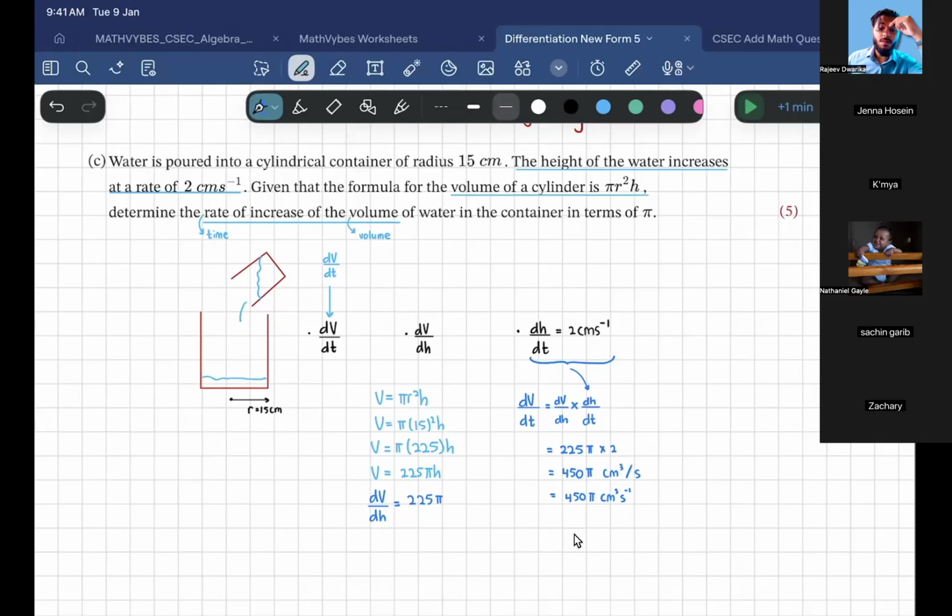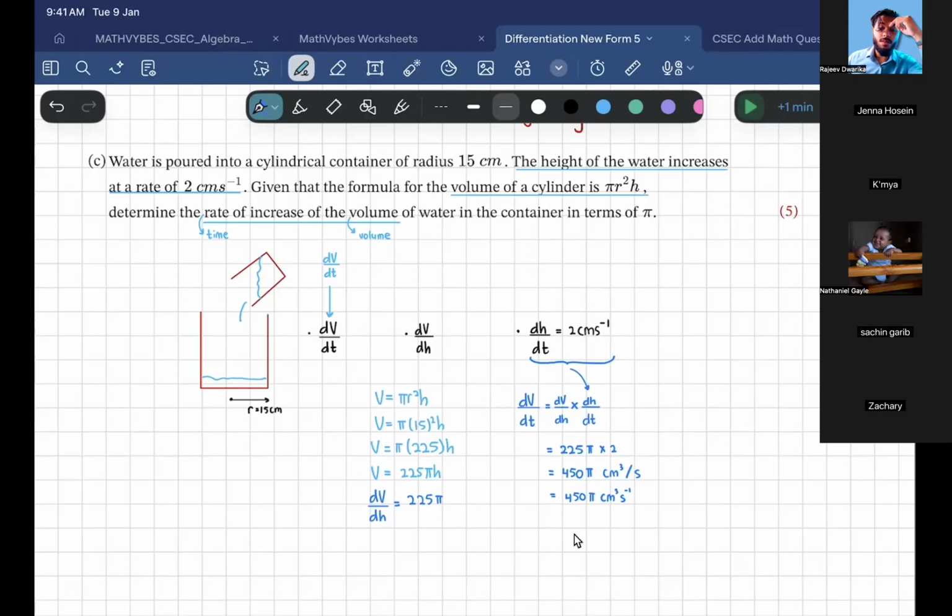Yes, sir. All right. So Jenna, I put you on the spot. I want you to explain the whole thing to me. Go. Okay, so the question was that the height of the water increases at a rate of 2 centimeters per second. That tells us the change in height with respect to time, so dH/dt. And then they want us to find the rate of increase of the volume of water. So that would be the change in volume with respect to time, my bad. Right, dV/dt.